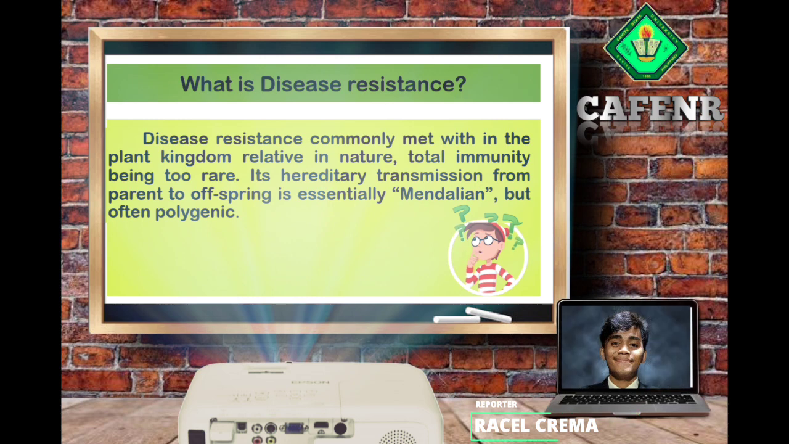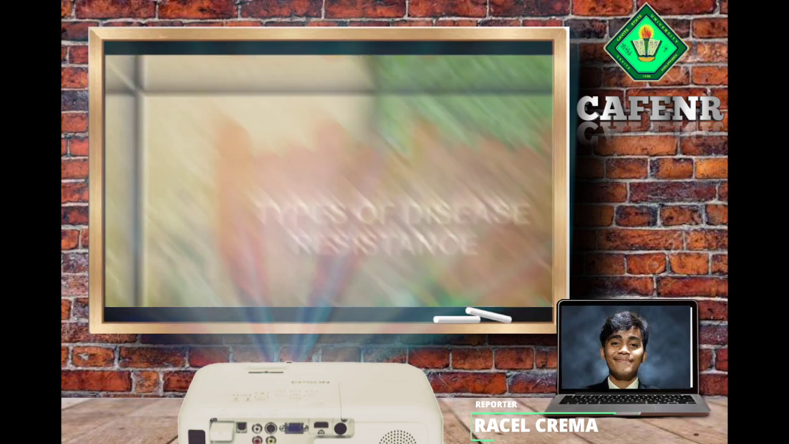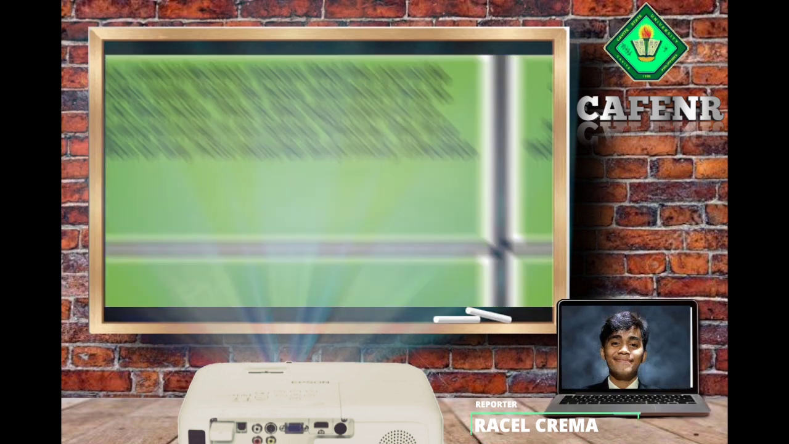Disease resistance is commonly met within the plant kingdom, relative in nature. Total immunity is too rare. Its hereditary transmission from parent to offspring is essentially Mendelian, but often polygenic. There are two types of disease resistance. First is vertical resistance, and the second is horizontal resistance.